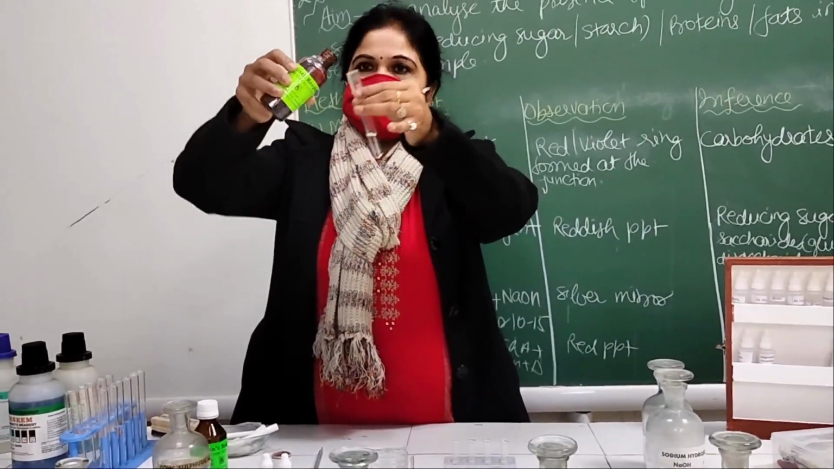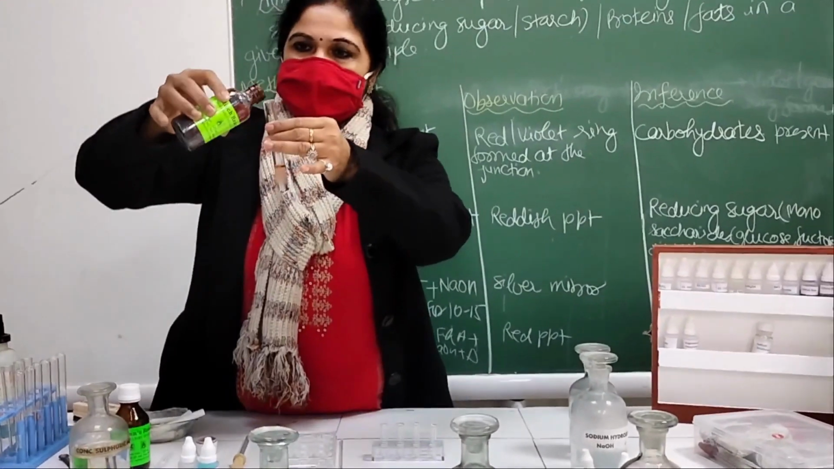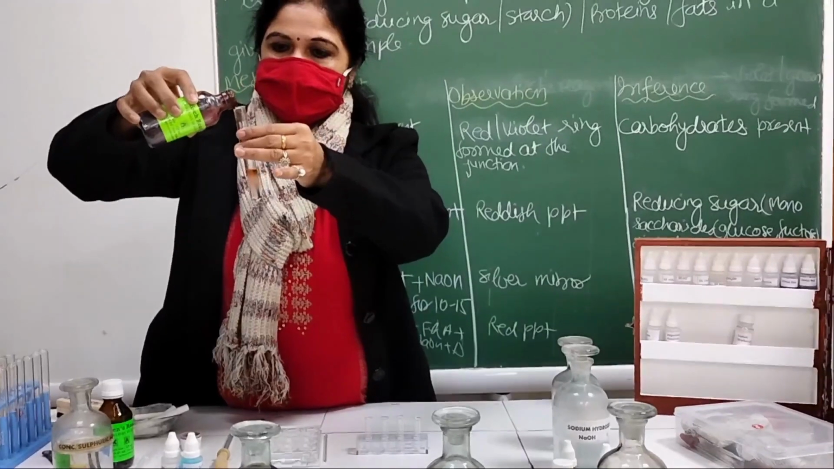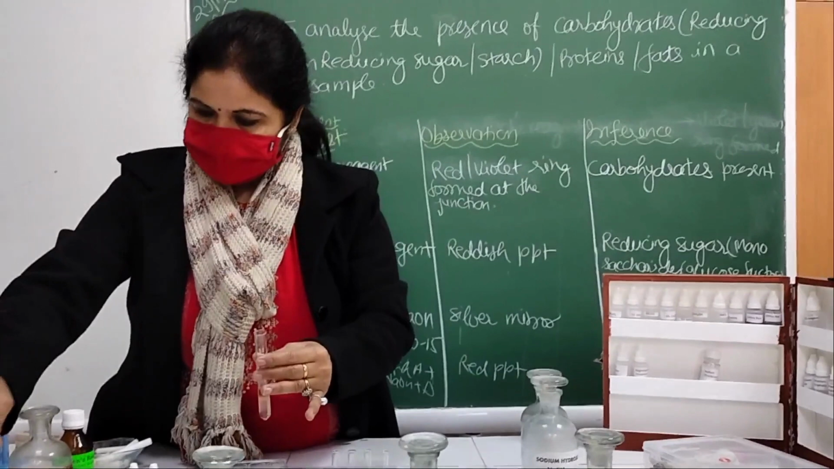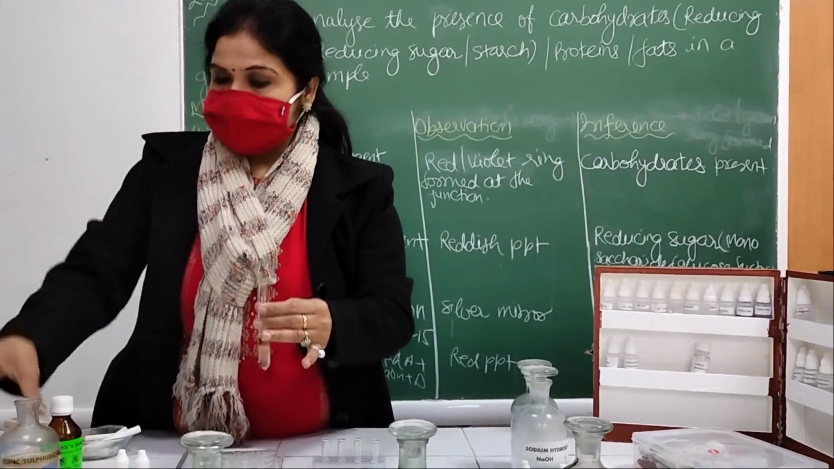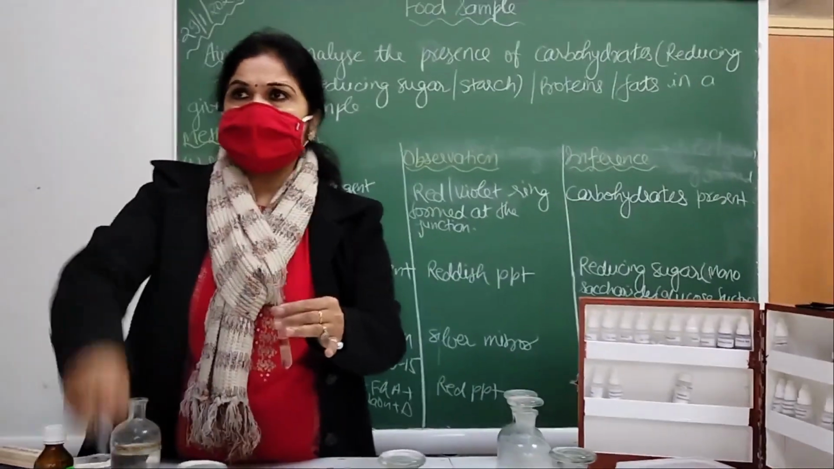Add Molisch reagent. Same amount, whatever the food sample, same amount, 1 ml. Then add concentrated sulfuric acid drop by drop along the side of the test tube. You can use a dropper.